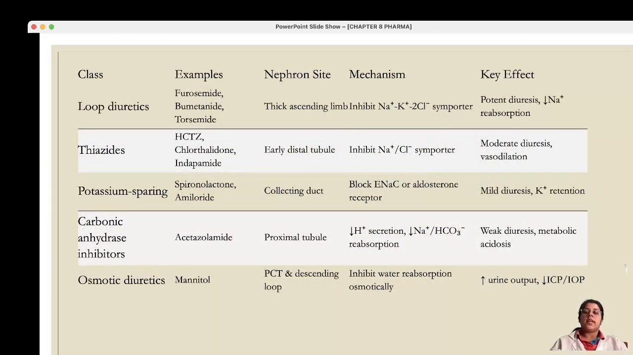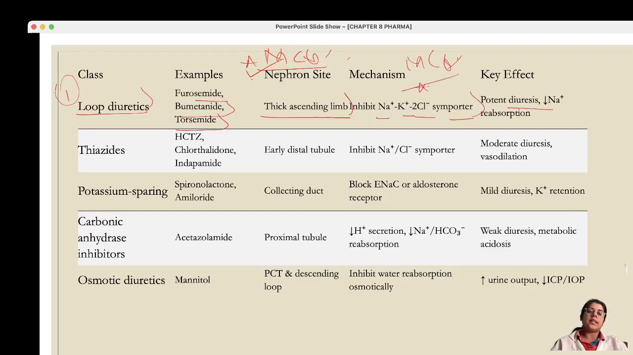Now, the first type is the loop diuretics. For example, furosemide, bumetanide, torsemide. This can also be your MCQ, the site of action. They act on the thick ascending limb, and they inhibit the sodium, potassium, chloride symporter. Okay, this is also a very important MCQ. And the key effect is potent diuresis and decrease in sodium reabsorption.